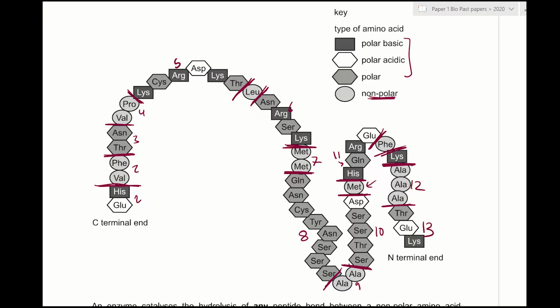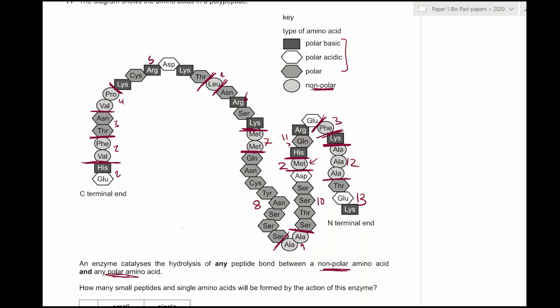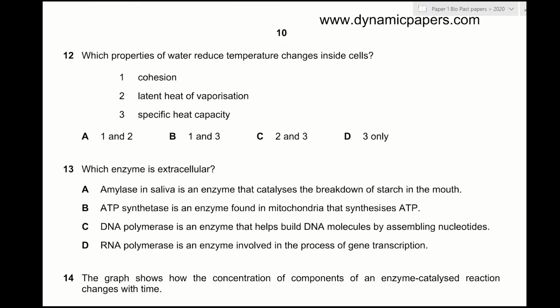And 13. We have 13 polypeptide chains. And now we're looking for the single amino acids. Here we have 1, 2, 3, and 4. Therefore, the correct answer must be D.